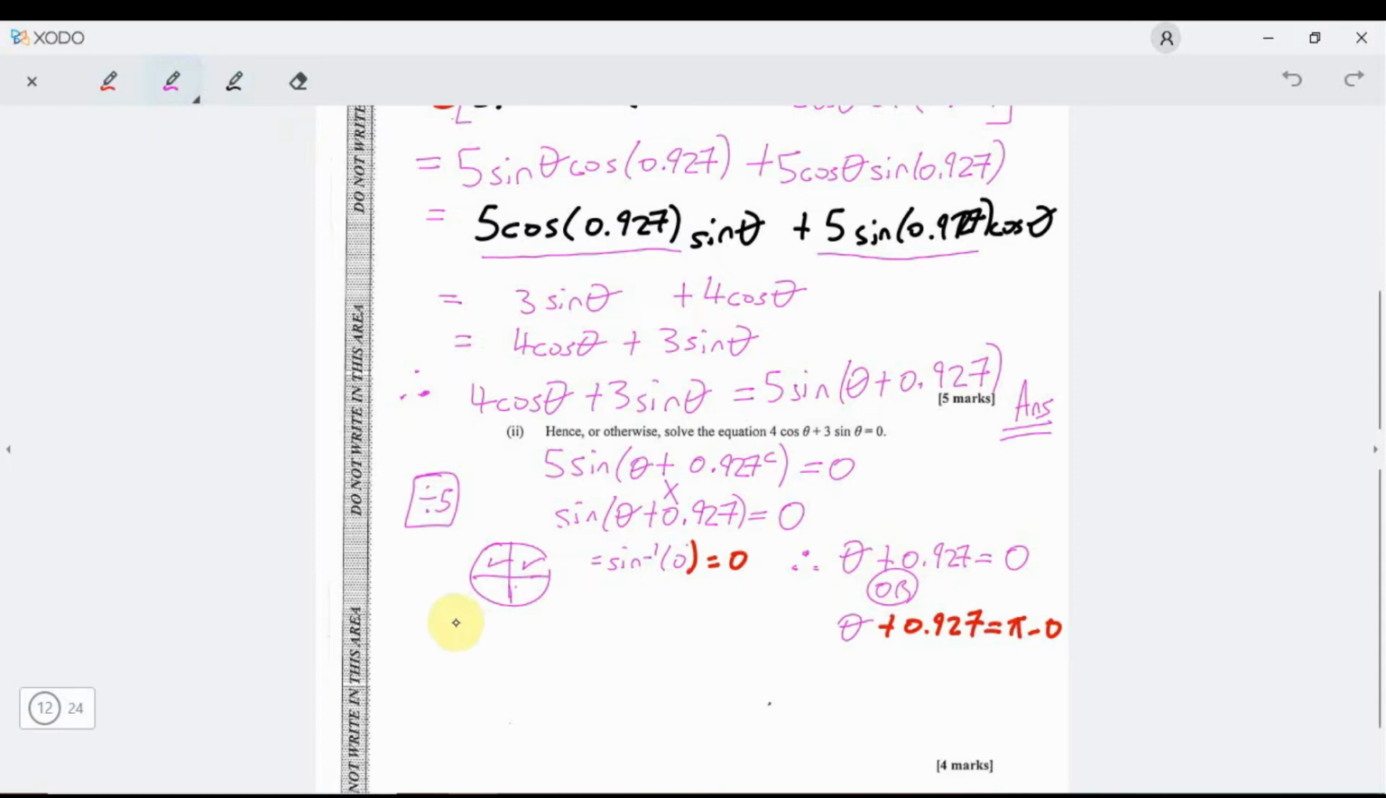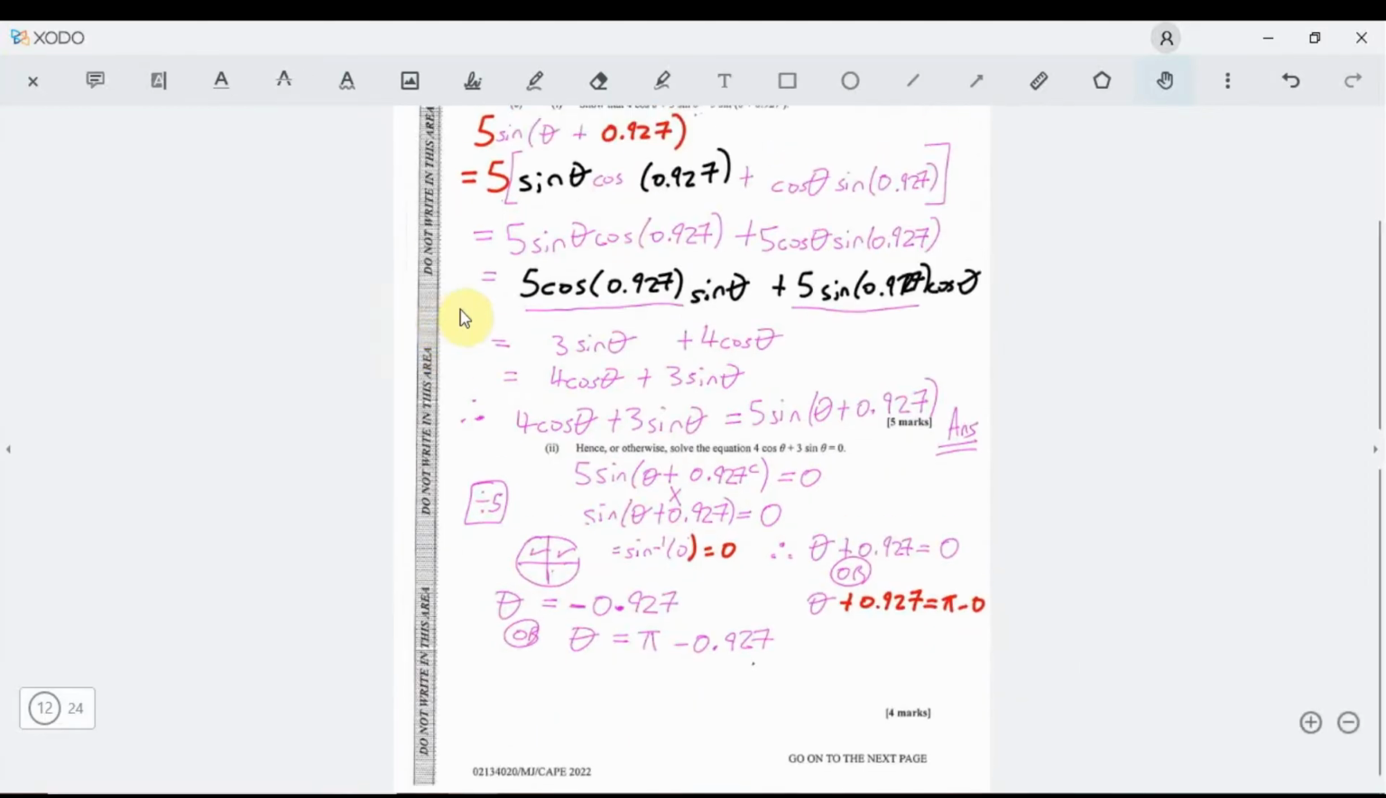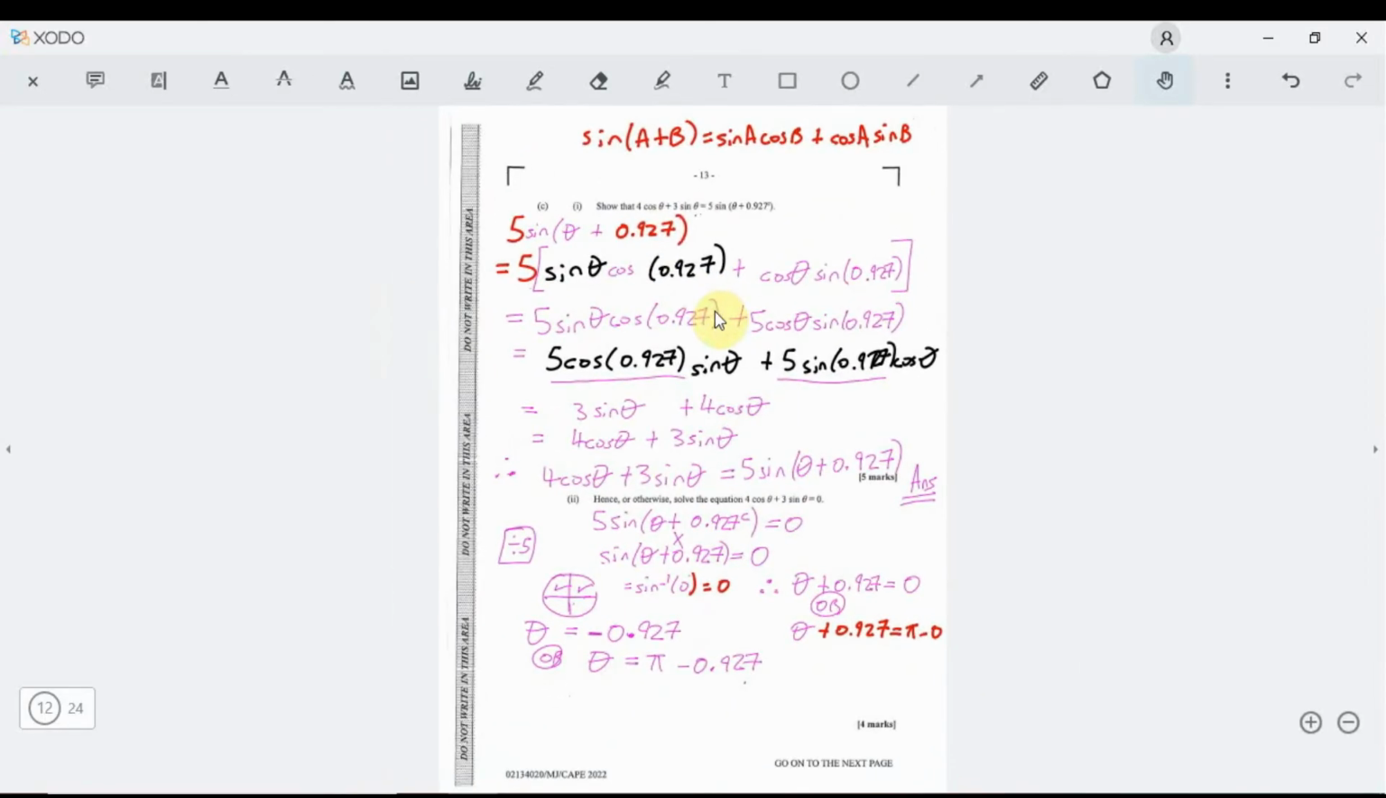So from case 1, we get theta equal negative 0.927, or theta equal, bring over this, we get pi minus 0.927. That's our answer. But remember, they didn't give you a specific region. Did they tell us theta is between 0 and 2 pi? No. So in that case, I would give them the general solution.